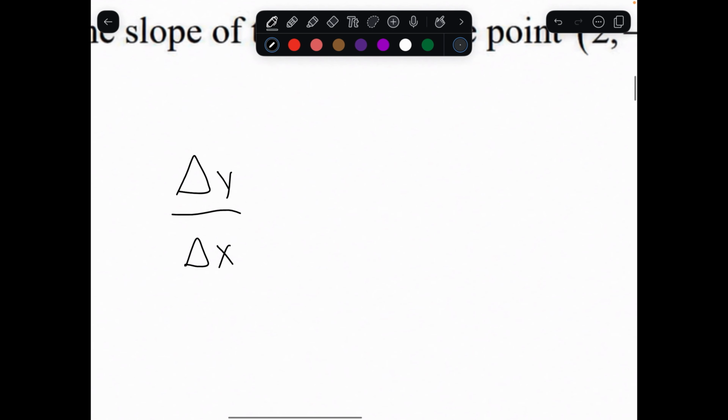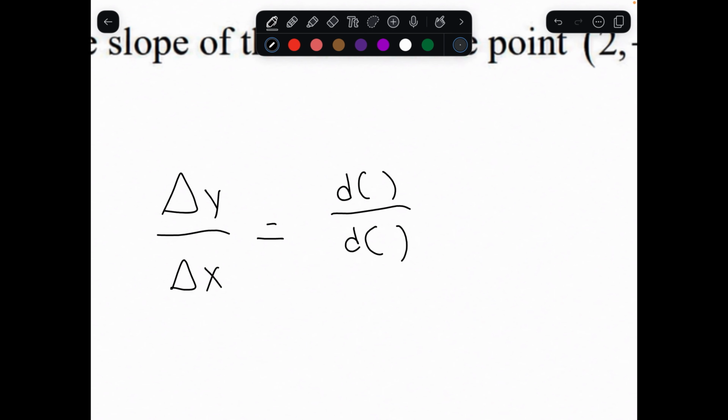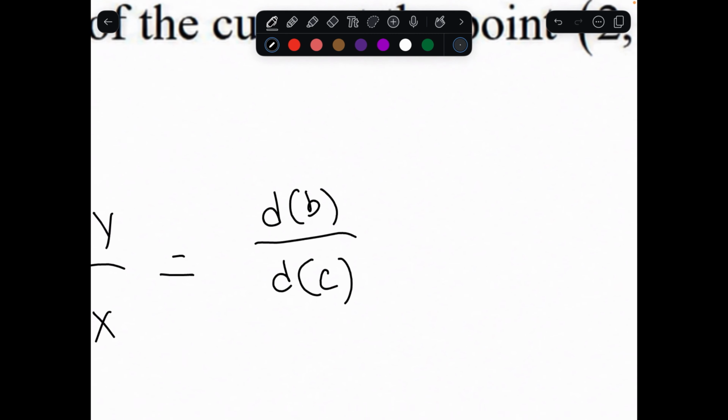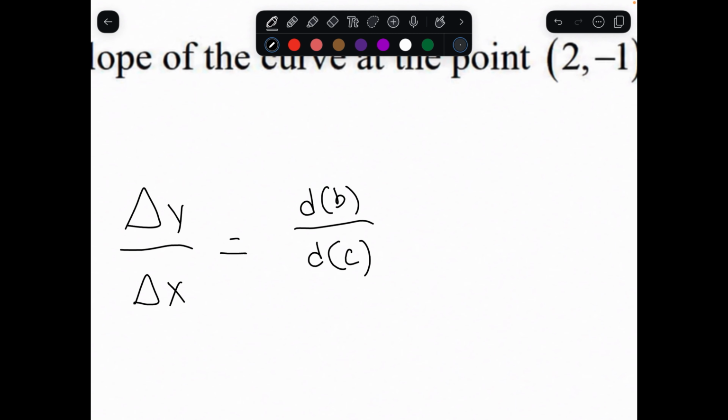If you see something like d of a variable over d of a different variable inside the parentheses, let's call them b and c, this notation represents the change in b with respect to c. In other words, it represents the change in b as c changes. That's all the calculus notation means.